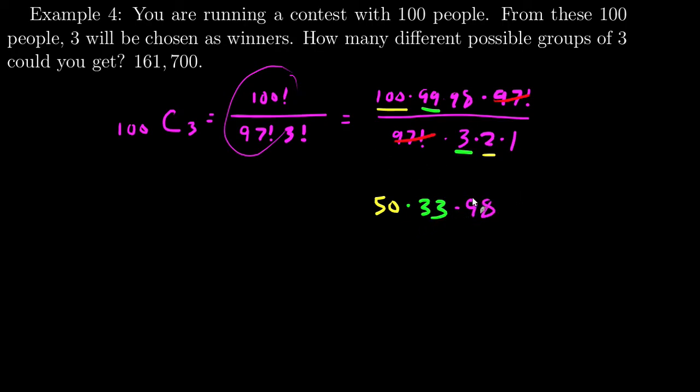When I multiply that through, I could do it by hand. So 50 times 33 is going to give me 1650. And then I can multiply that by 98. At the end of all of it, I will get 161,700.